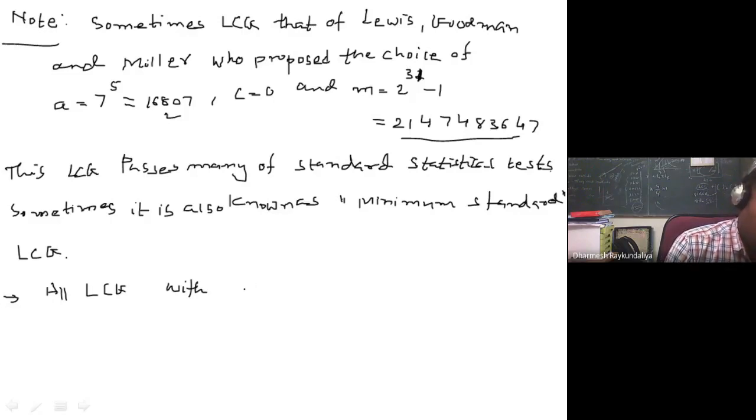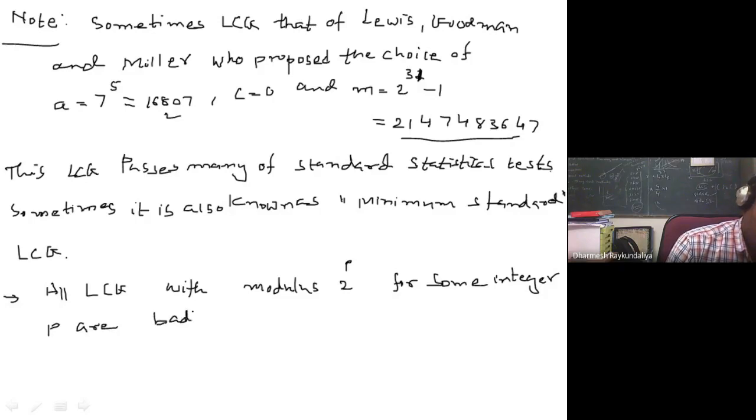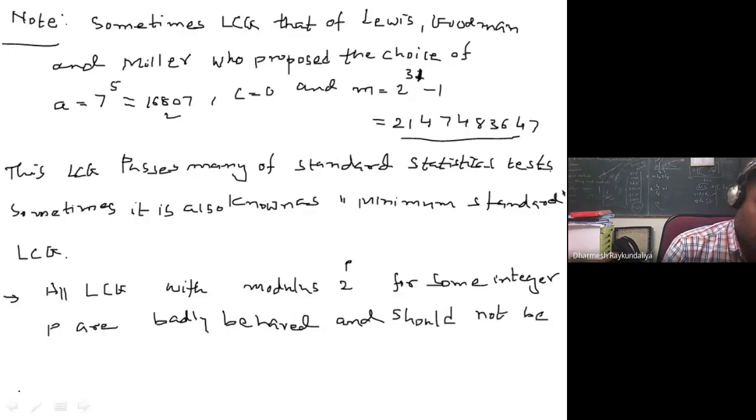They found that all LCGs with modulus 2 raised to P, for some integer P, are badly behaved and should not be used.